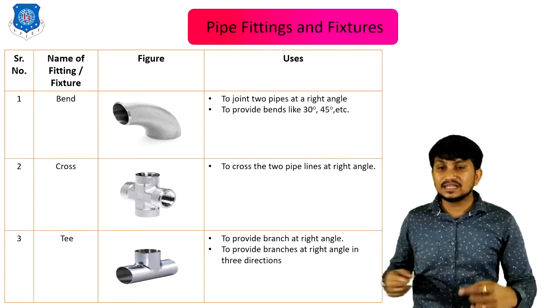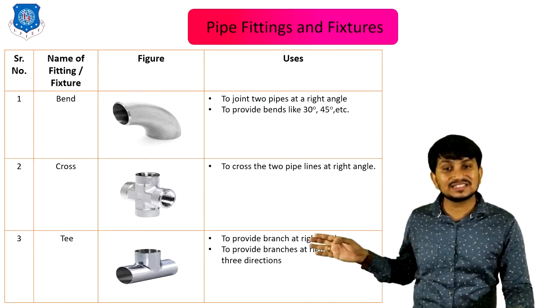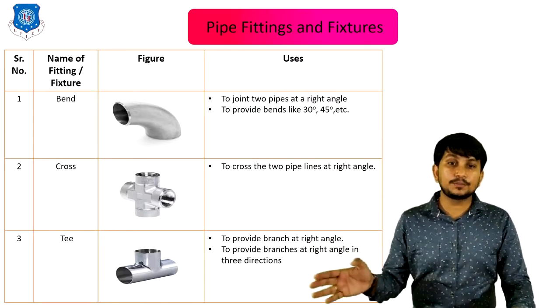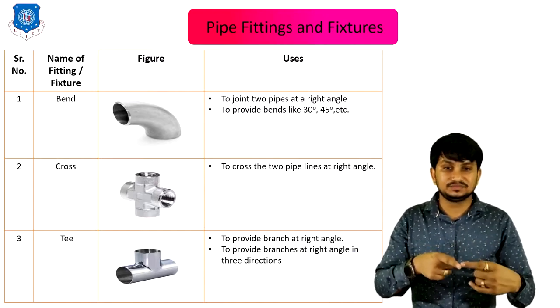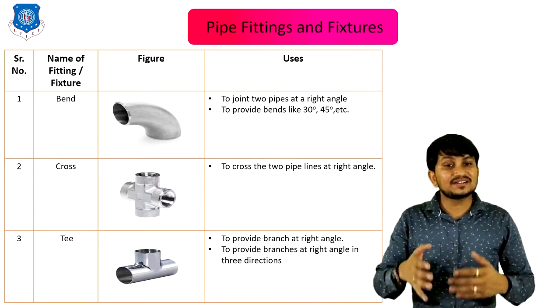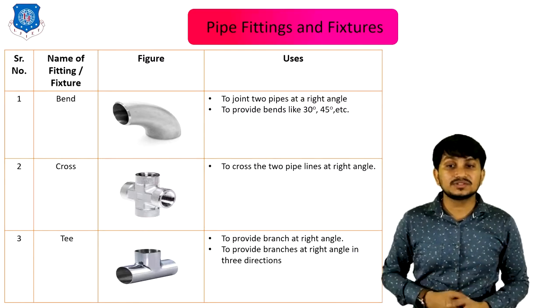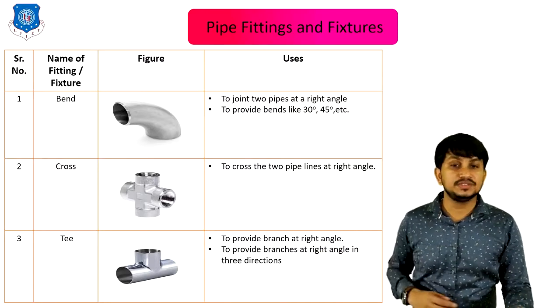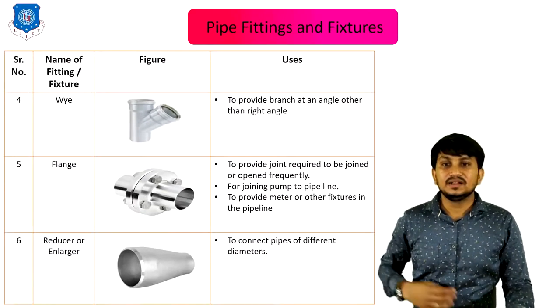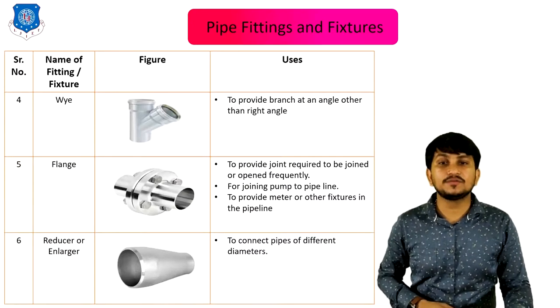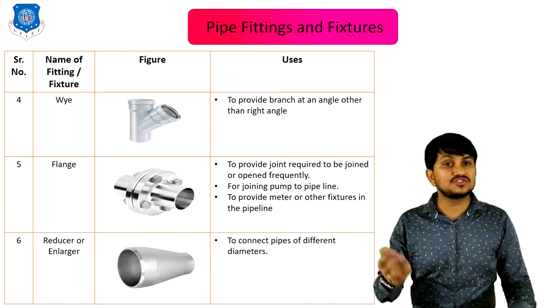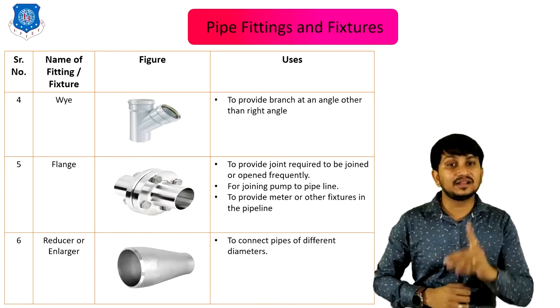Third is T-neck. You can clearly see what is T-neck. It is used to provide branch at right angle. To provide branches at right angle in three direction, T type of fixture is used. Next is Y type of fitting or fixture. It is used to provide branch at an angle other than the right angle.